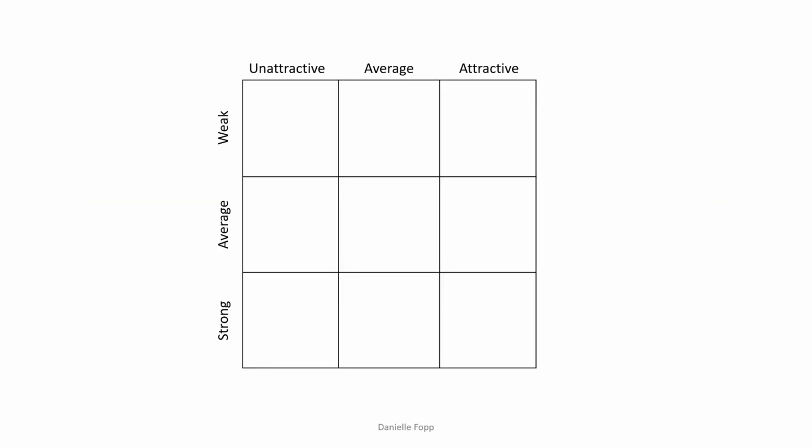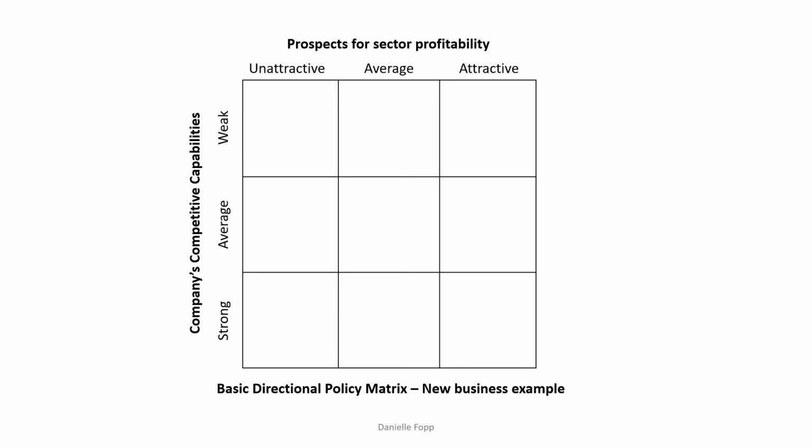So let's start off with an example. So in this example, we are going to look at the matrix, and on the top of the matrix we have unattractive, average, attractive, and on the left-hand side we have strong, average, and weak. Now we are going to look at a new business example. So this is to help you understand what the DPM is all about.